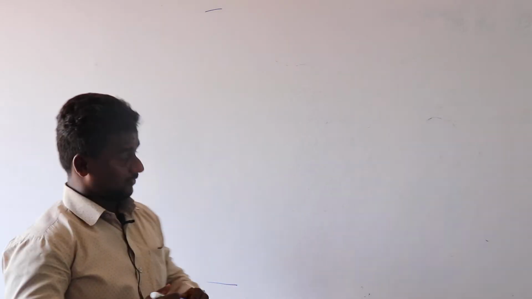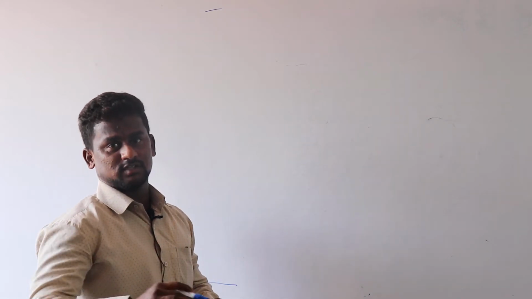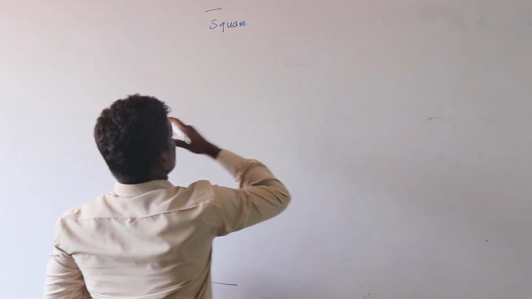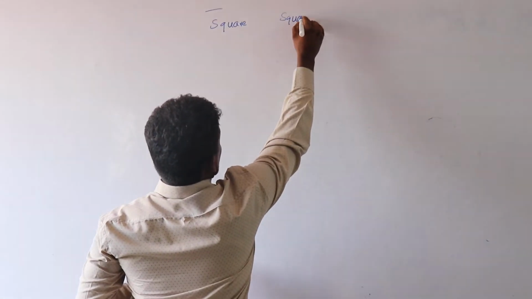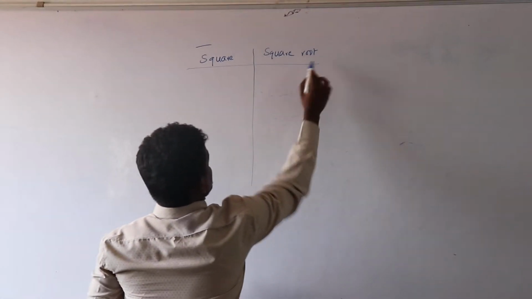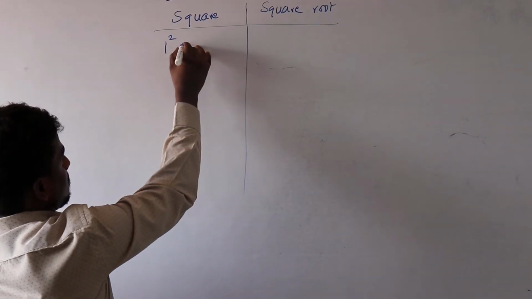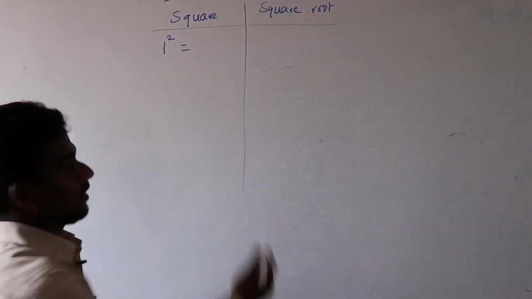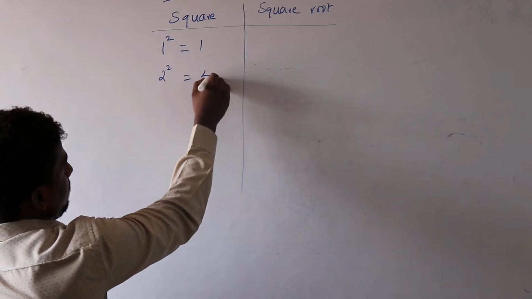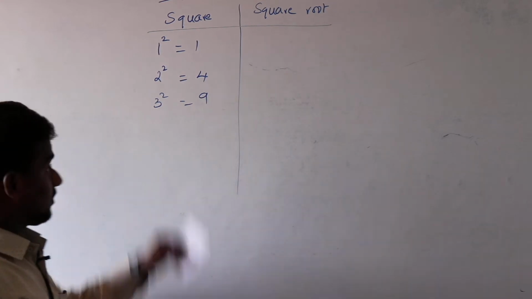Okay. So first, before that, what is a square? What is the difference between a square and a square root? Square and square root, what is the difference of these two? We know square means 1 square equals what? 1 into 1 equals 1. 2 square equals how much? 4. 3 square equals 3 3s are 9, not 3 2s are 6.